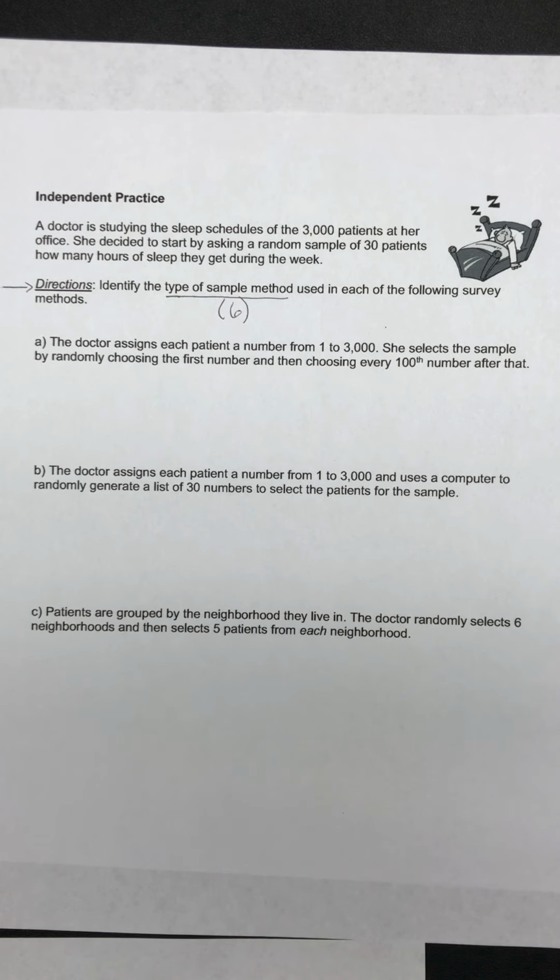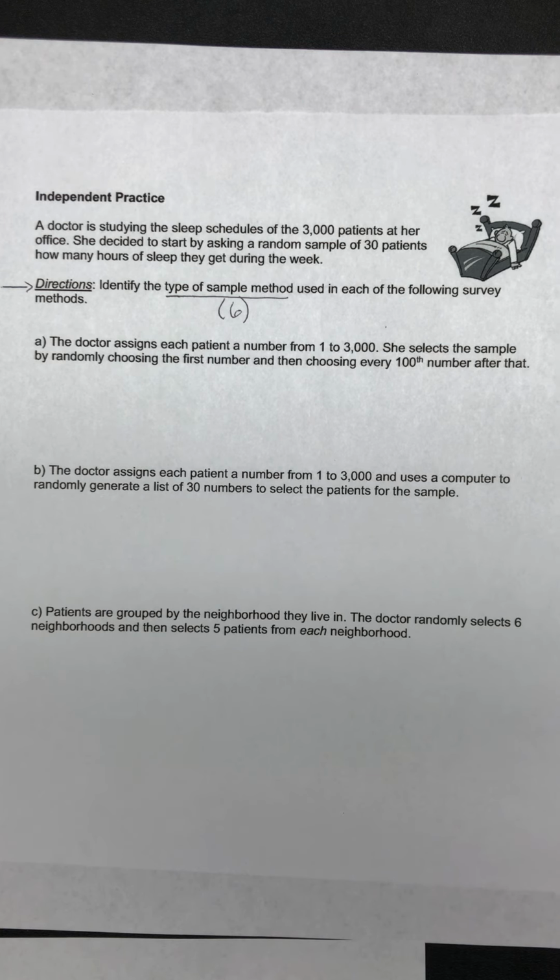I'll read each one. Letter A, the doctor assigns each patient a number from 1 to 3,000. She selects the sample by randomly choosing the first number and then choosing every 100th number after that. Okay, think of the keywords that we had looked at in the guided practice and tell me which sampling method would be used for part A. Okay, part B, the doctor assigns each patient a number from 1 to 3,000 and then uses a computer to randomly generate a list of 30 numbers to select the patients for the sample. And then you're going to tell me which sample method is used in part B.